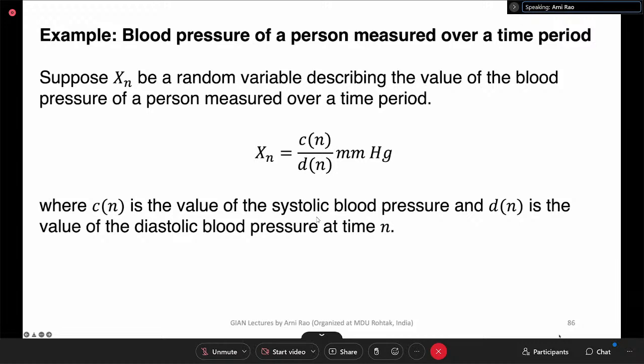Xn equals Cn by Dn mmHg, millimeters of mercury. That's how they define it: suppose we define Xn as Cn by Dn mmHg, where Cn is the value of the systolic blood pressure and Dn is the value of the diastolic blood pressure. So this kind of example is Xn.